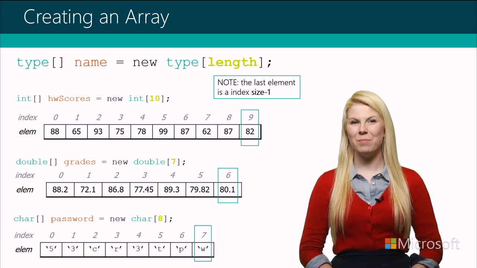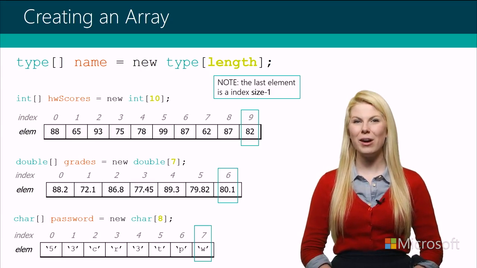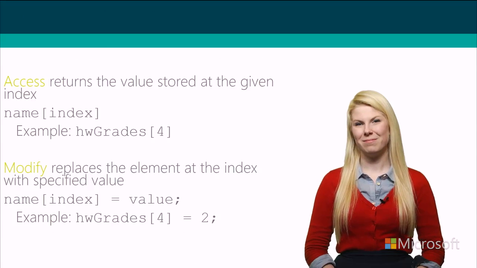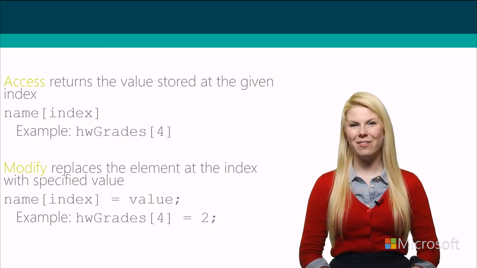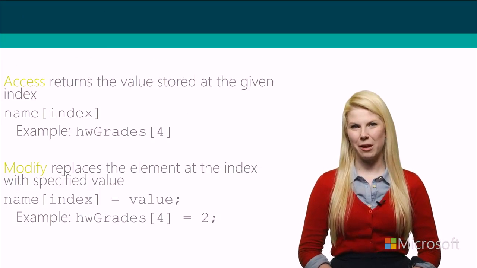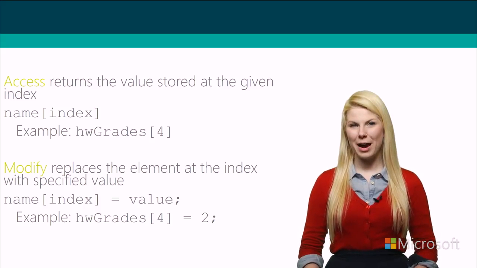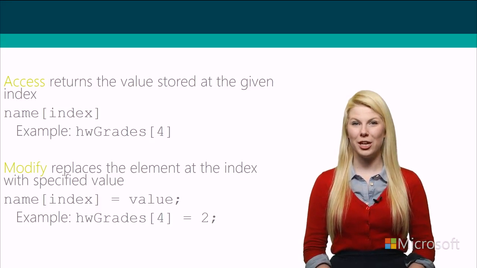Keep in mind, though, because they start counting at 0, the very last index in the array is always, however long it is, minus 1. Here's how you access or modify each individual space in the array. You use the name of the array, the square brackets, and then in between the square brackets, the index you want to pull out or change.